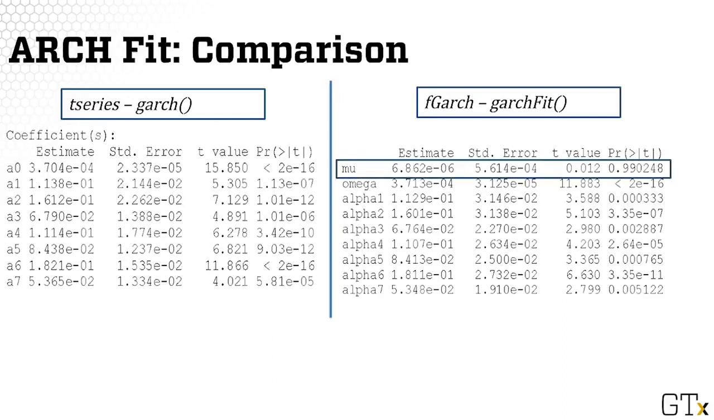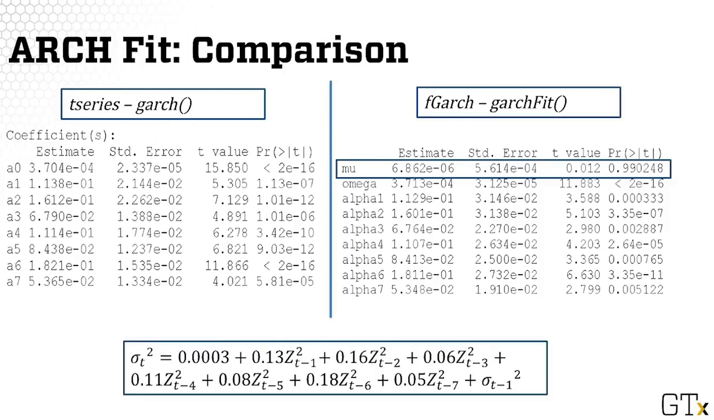The difference between the outputs is that the garchFit function also provides the estimate for the mean of the fitted process, the mu parameter. In this case, the estimate of the mean parameter mu is not statistically significant. This is not surprising since we applied the ARCH model on the residuals of an ARMA fit. Based on this output, the fitted ARCH model is provided here on the slide.